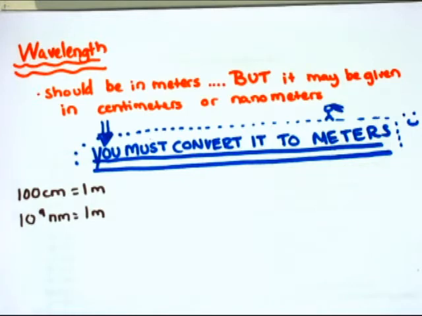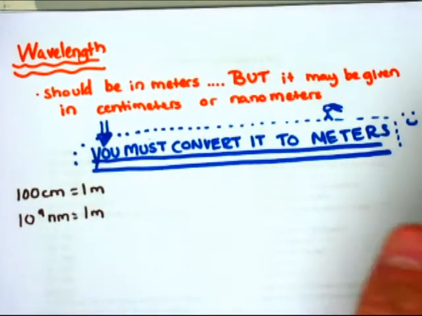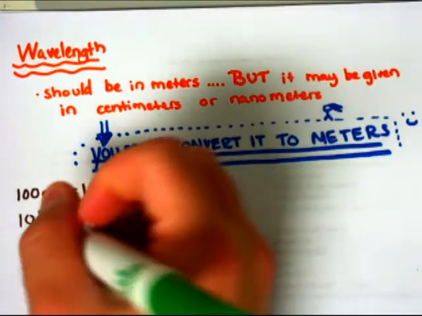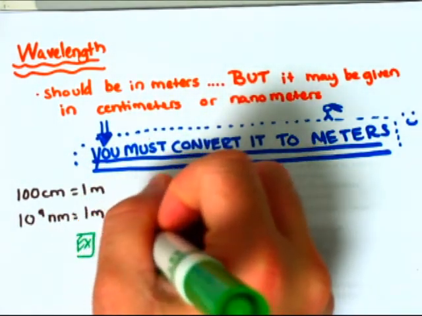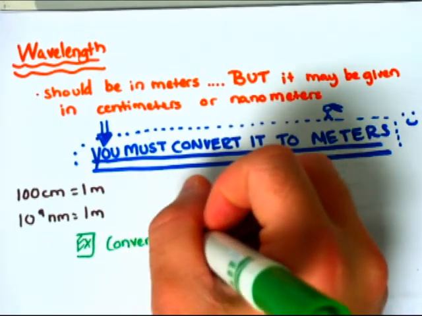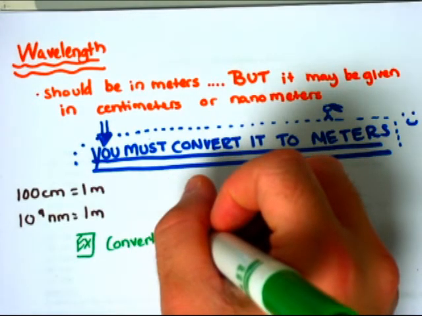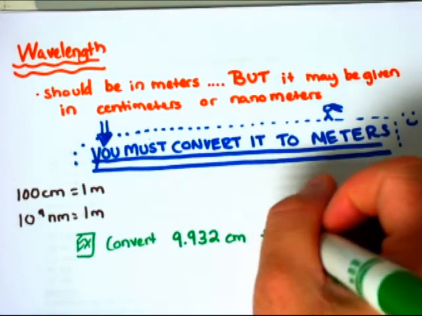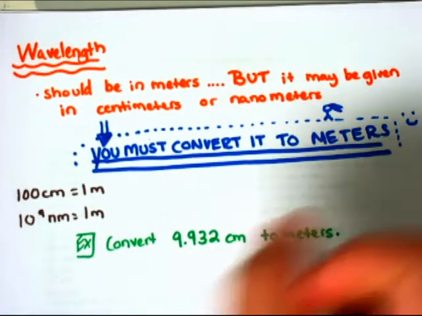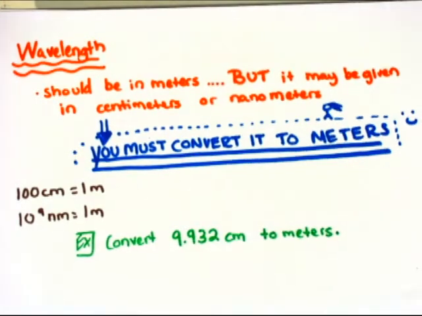So here's what we will look at. We are going to look at converting centimeters or nanometers to meters real quick. I'm going to give you an example or two. Convert 9.932 centimeters to meters. Let you write that down real quick.